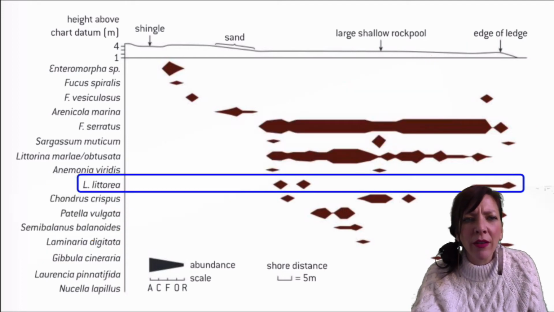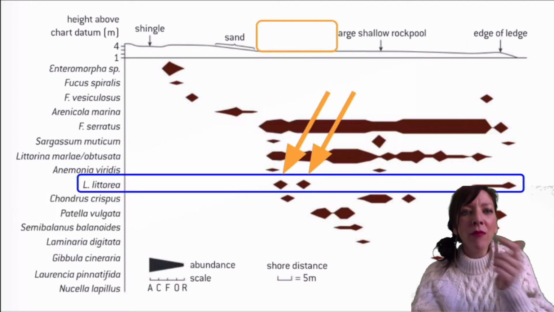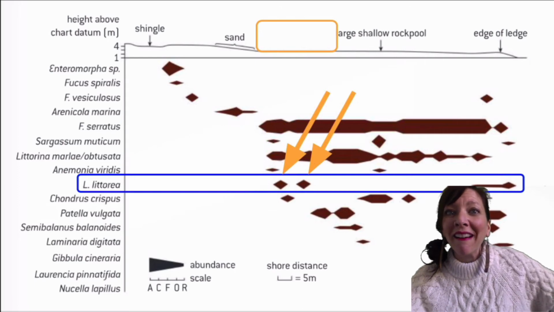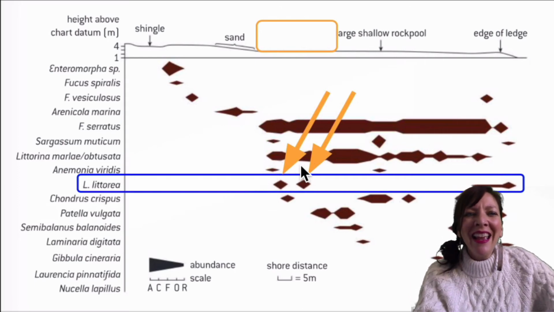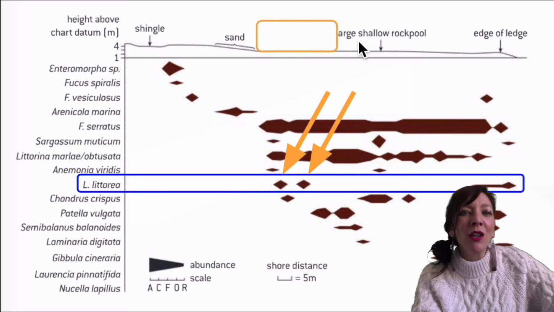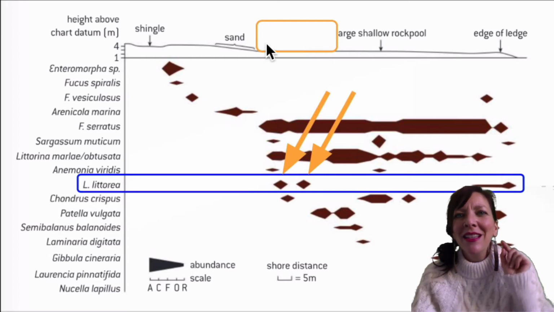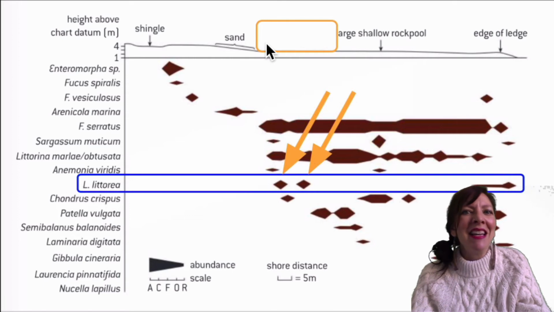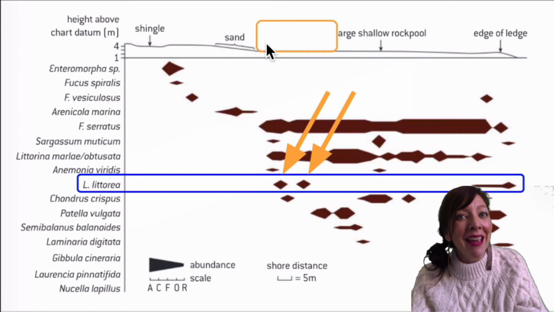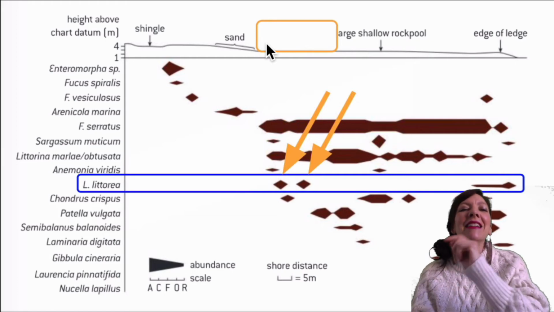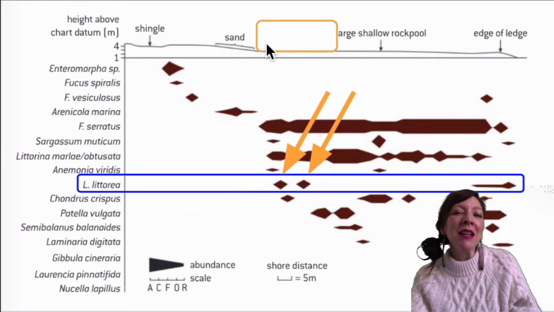Let's see where else they're found. Okay, all right, little critters. Oh, there you are. You're found right here. Two little spots, okay? And we're going to find that between the large shallow rock pool and the sand, okay? Now, take a little pause and tell me the location, which I just told you, and the abundance. So push pause now.